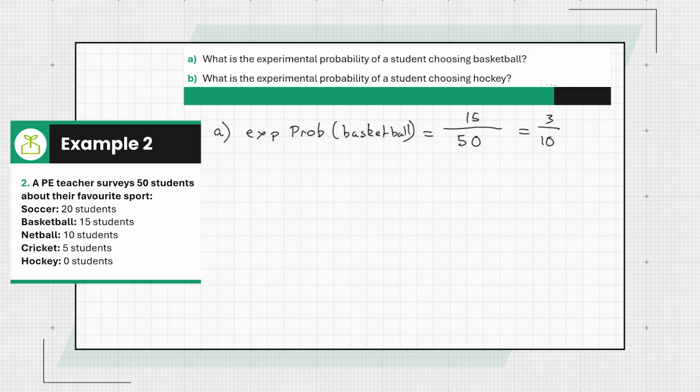Alright, so let's do B. So for B, we have what is the experimental probability of a student choosing hockey. So let's look at hockey. So the experimental probability of hockey is going to be 0 out of 50. Alright, so ultimately no one chose hockey as their favorite sport, so the probability of anyone in this group choosing it has been 0.